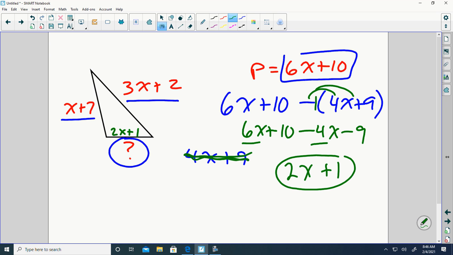And you could double check it. You could say, okay, if I go 2x plus x, that's 3x. 3x plus 3x is 6x. Check. 1 plus 7, 8. 8 plus 2, 10. Check. It worked. So this is a little bit of inductive reasoning because you have an answer, but you have a missing side. It's almost like we're playing Jeopardy.